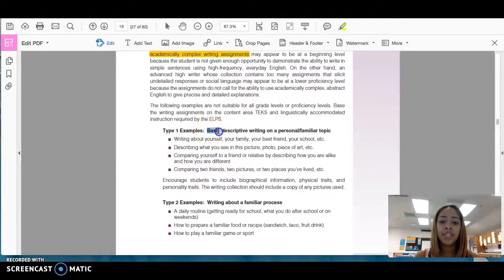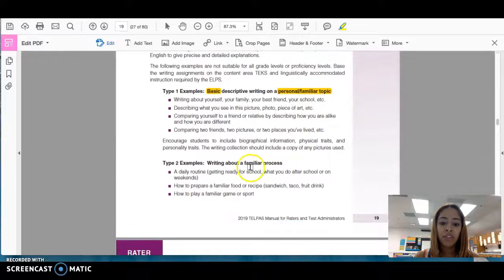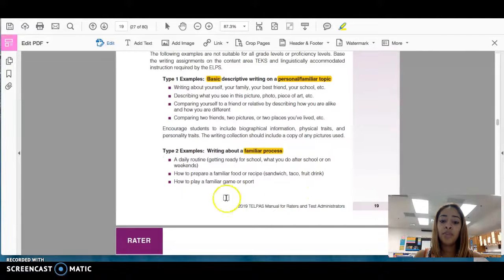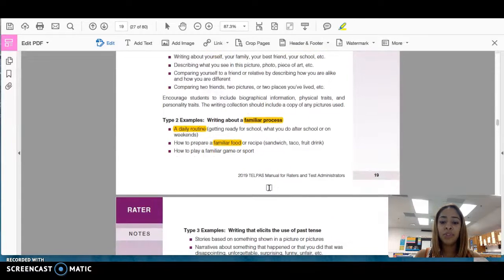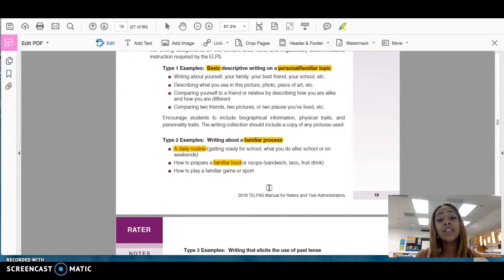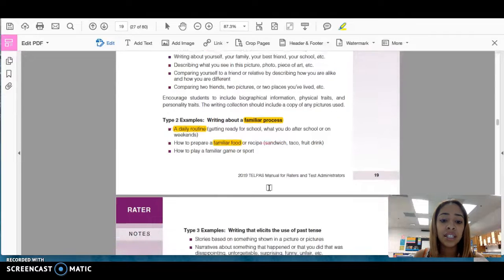So these would be your basic writing on a personal or familiar topic. And then the next type of example is, again, about a familiar process. So some of these may be more appropriate for our newcomers, like writing about their daily routine, or just preparing a simple sandwich recipe, something that they may be able to just write a list of words if that is all that they're able to do at this time in English.